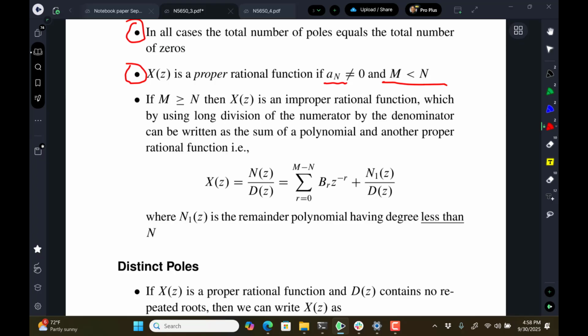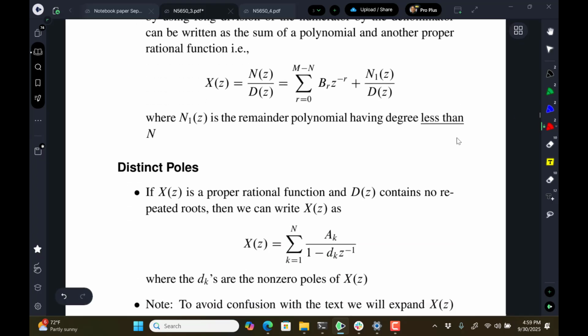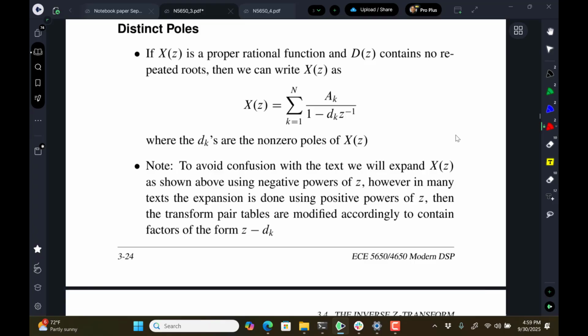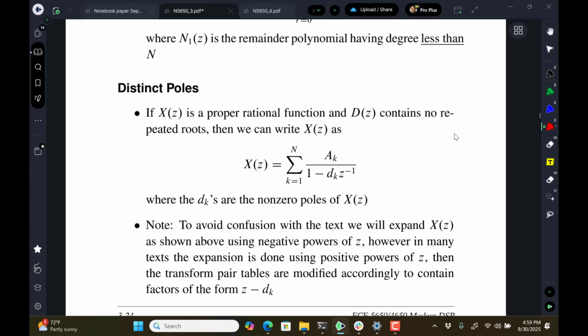But doing it for a number divided into another number is one thing. Doing it for a whole expression or a polynomial is a little bit more tedious. So we'll do that for at least one example here. So that proper rational is necessary, and then we start with the concept of distinct poles and then build up to a solution for repeated poles.